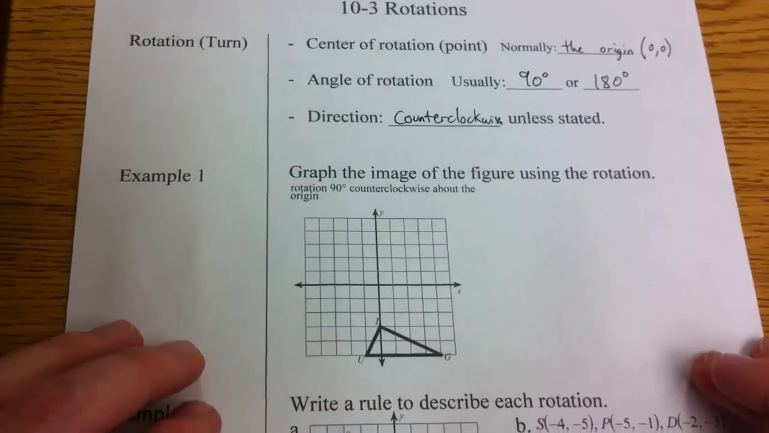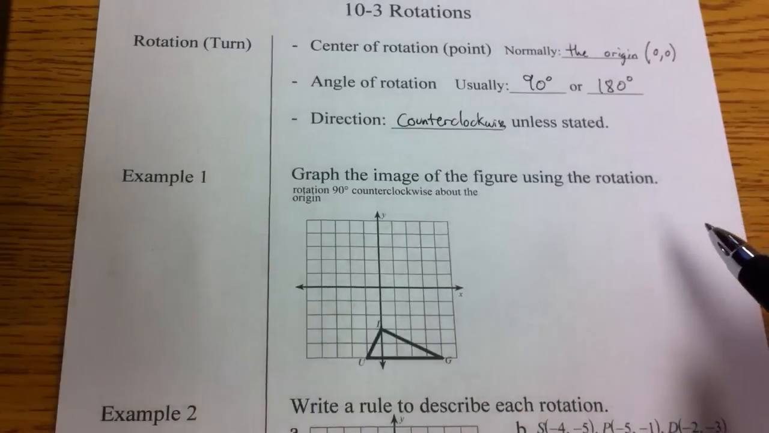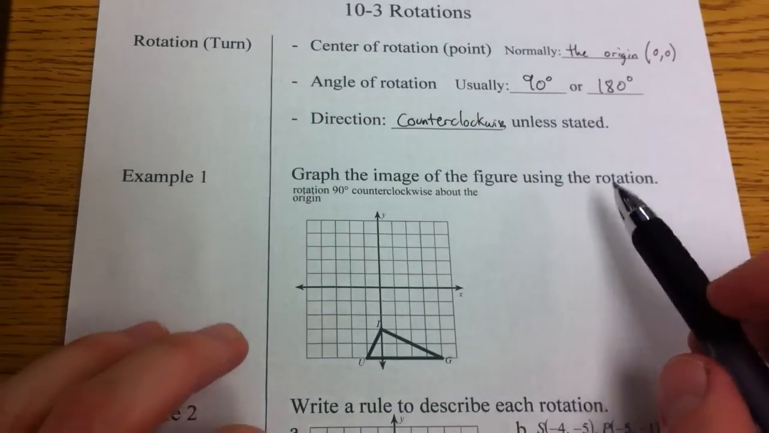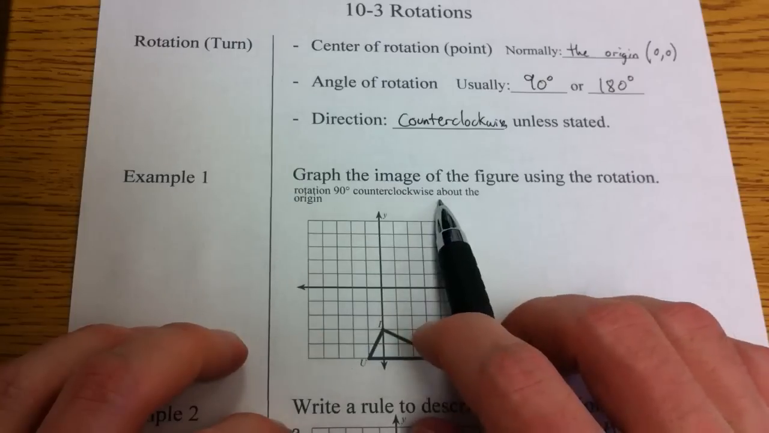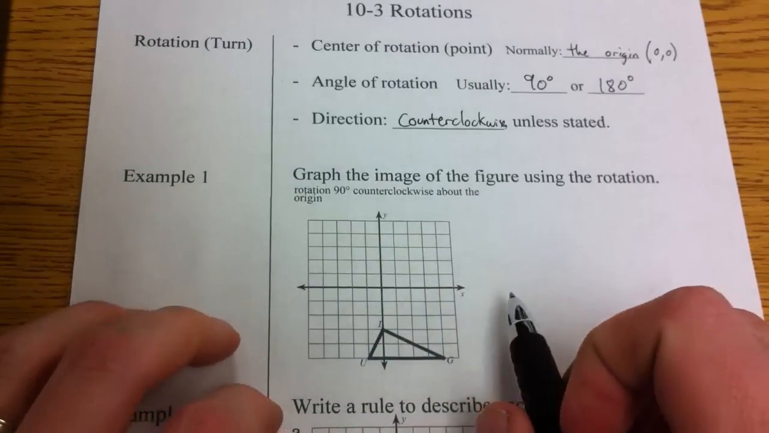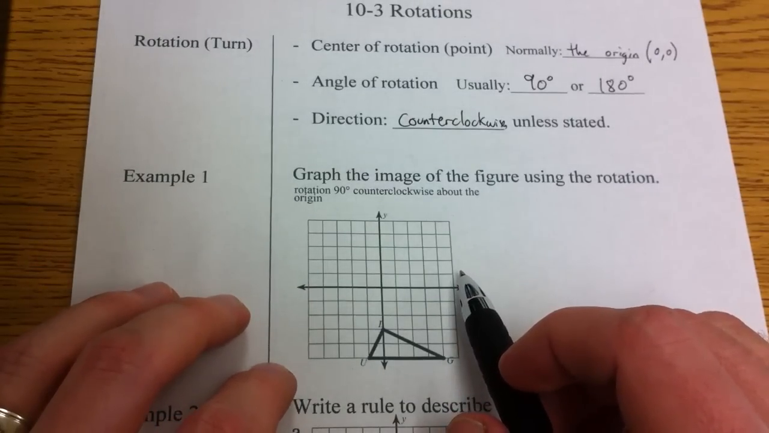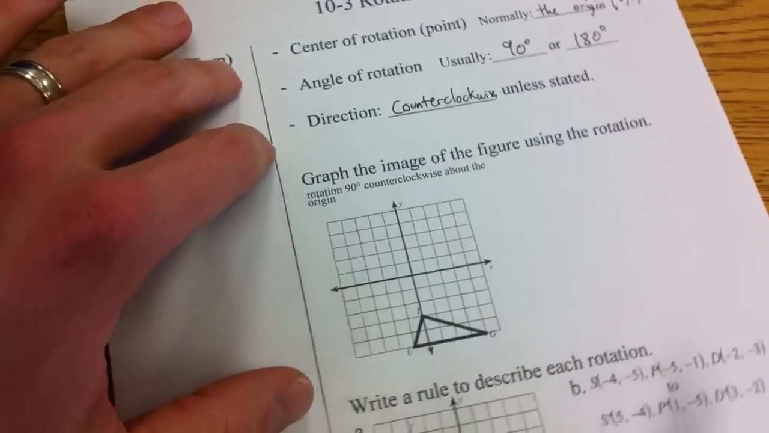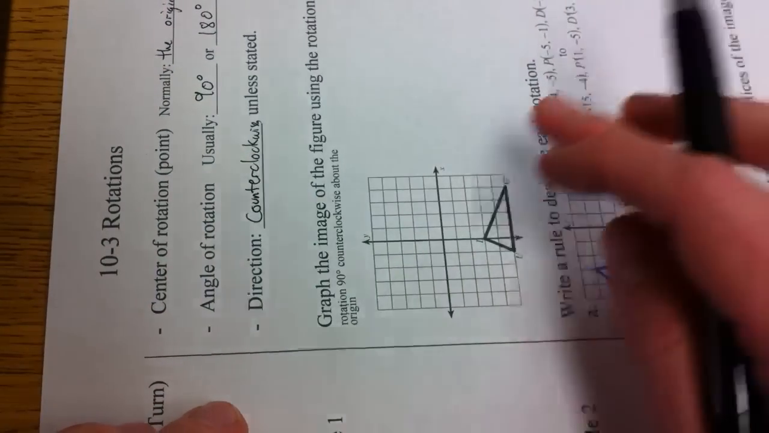Let's look at example 1. Example 1 is what I gave you a graph of in class, so this is where that is going to go. We want to graph the image of the figure using the rotation given. The rotation is 90 degrees counterclockwise about the origin. About the origin just simply means around the origin. All right? So here is the key. If I rotate something 90 degrees counterclockwise, the easiest way to do that is to simply rotate it 90 degrees counterclockwise. Done. Okay? That's what it's going to become.